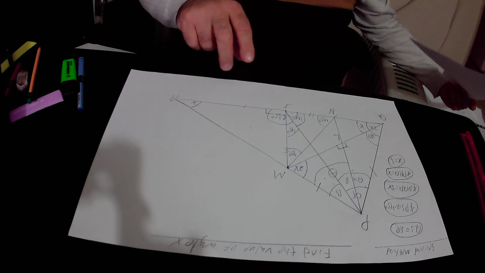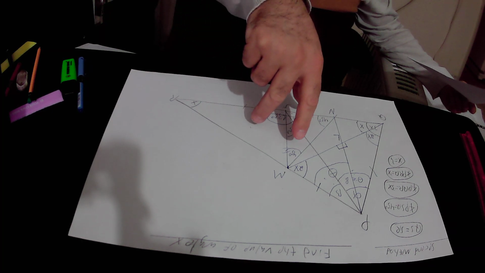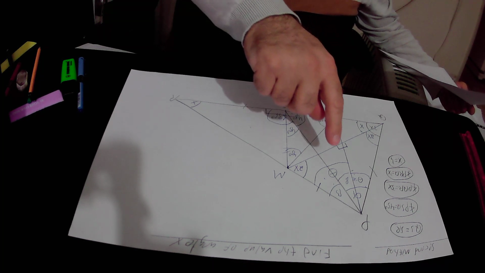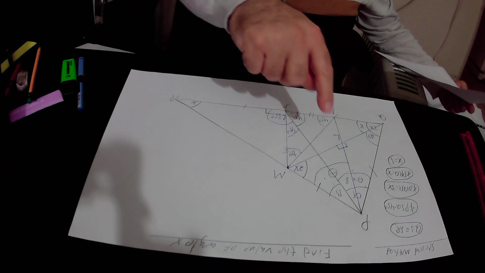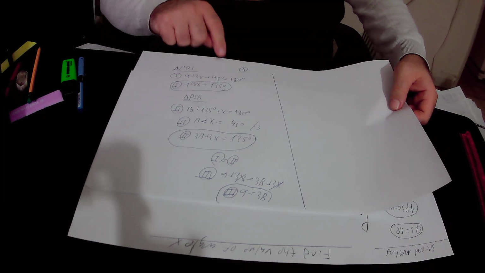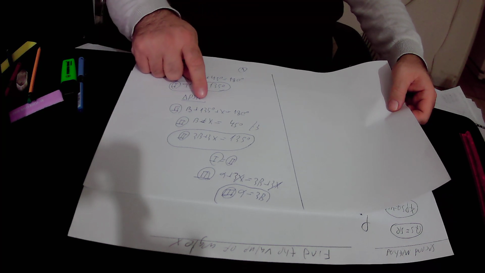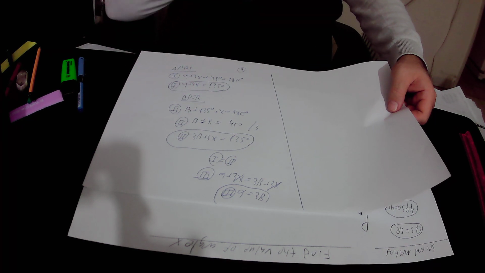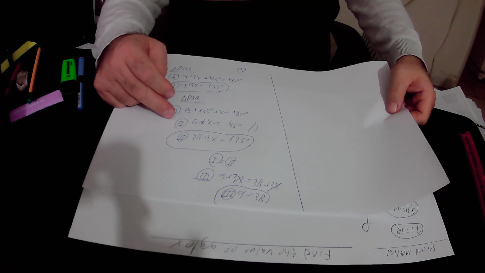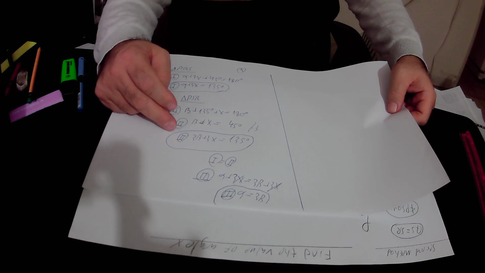And in triangle PSR, the sum of the angles must be equal to 180 degrees. That is to say, here beta plus 145 degrees plus x must be equal to 180 degrees. We subtracted 145 degrees from this equation and we got that beta plus x equals 45 degrees. We multiplied this equation number 2 by 3, and we got that 3 beta plus 3x equals 135 degrees.